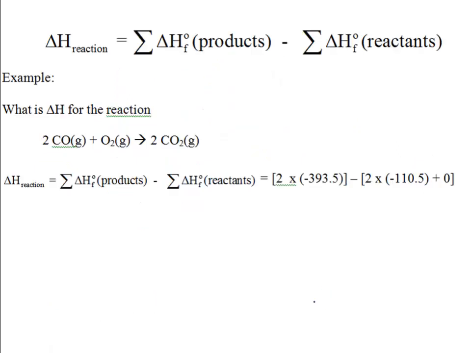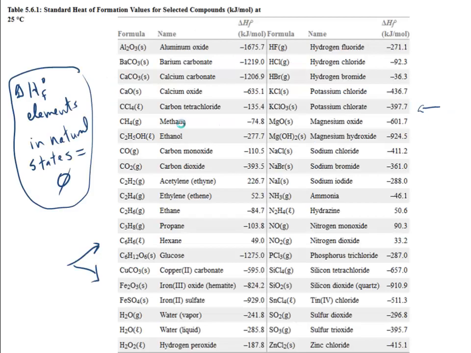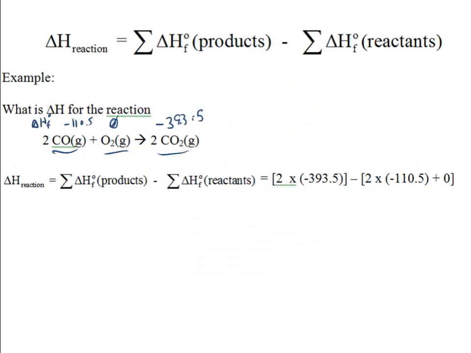So let's look at an example here. We have 2 carbon monoxide in the gas phase reacting with O2 in the gas phase to make 2 CO2s in the gas phase. What you do is you look up these numbers on our chart. For carbon monoxide, the enthalpy of formation is minus 110.5 kilojoules per mole. For oxygen, it's 0 because oxygen is an element. And for carbon dioxide, it's minus 393.5. Those are back on this table here.